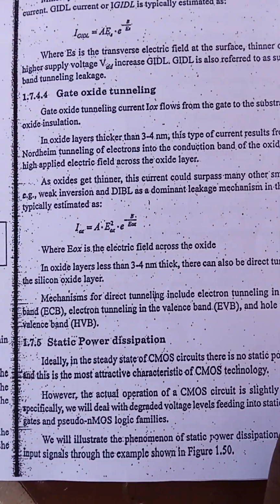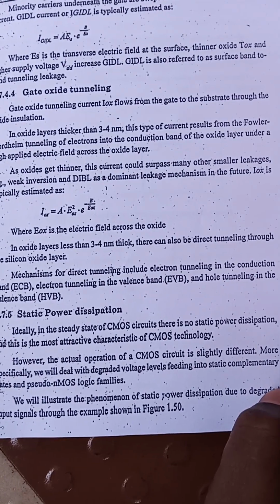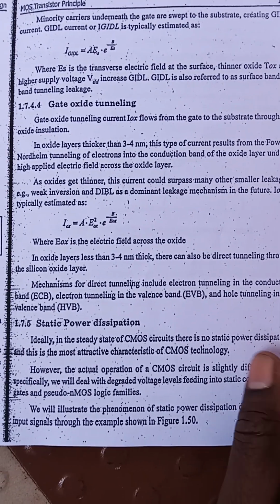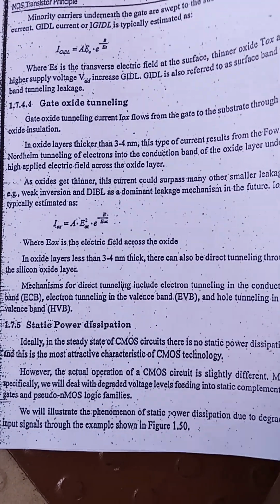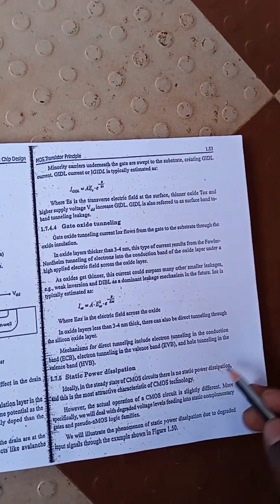The last is static power dissipation. Ideally there is no static power, but if the actual operation differs from the normal operation, there may be a possibility of static power dissipation. So that's it.